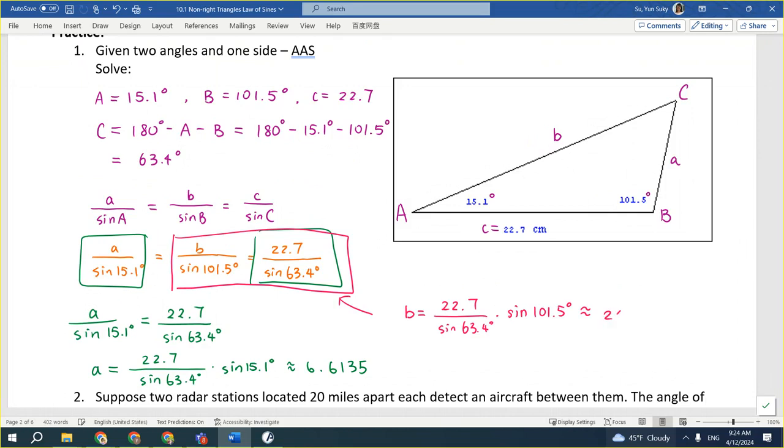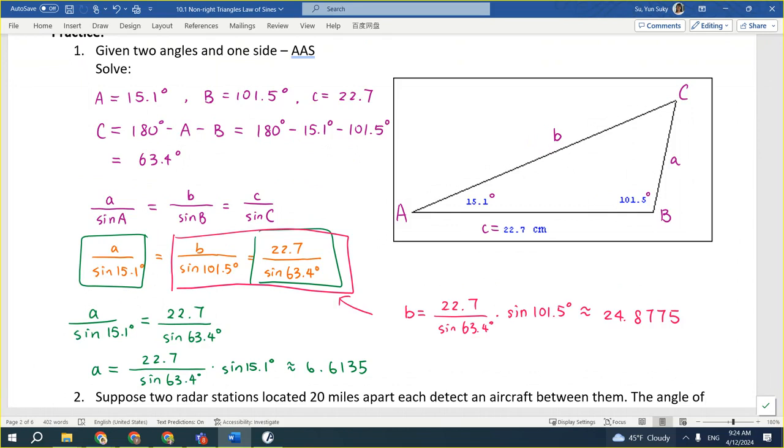Okay. So what do you get? 3.4587. Thank you. Everybody? Okay. And at the end, let's see if this makes sense. The C is about 22.7, right?